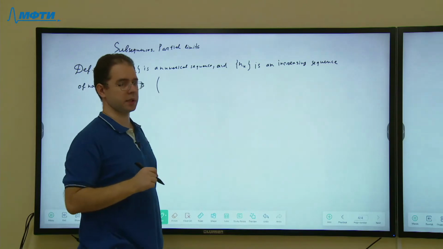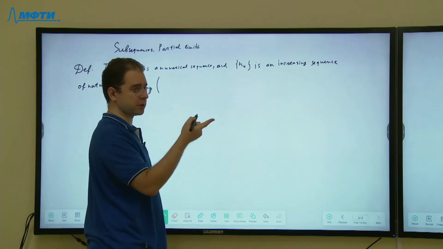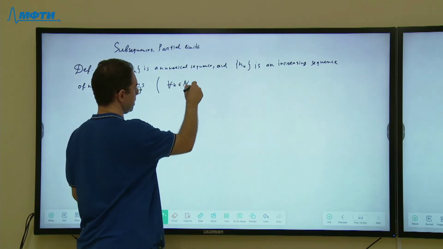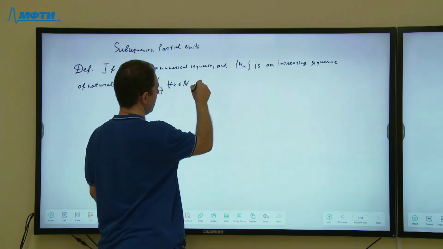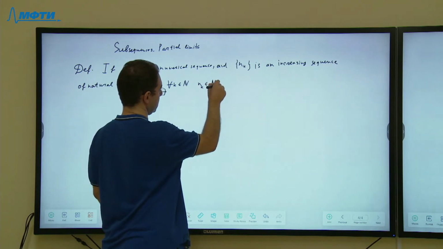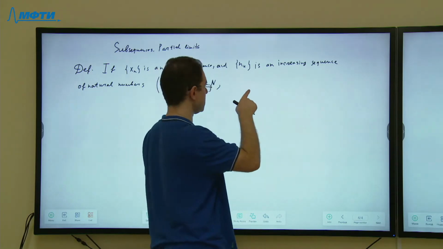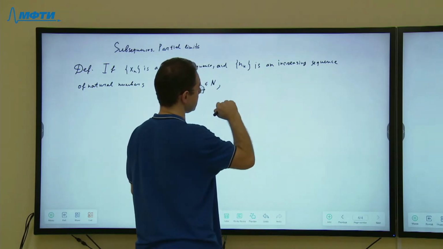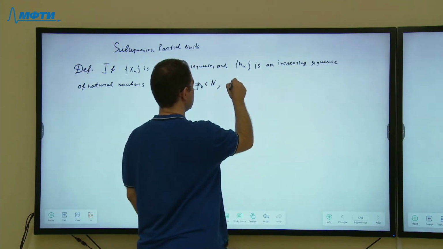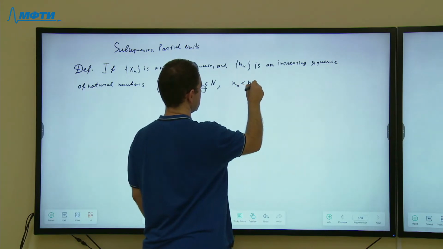I will write it down once again. This is the same statement. So this is a sequence of natural numbers. So for any k, n_k is also a natural number, and also it is an increasing sequence. So any next term of our sequence is greater than the previous one, and also n_k is less than n_(k+1).